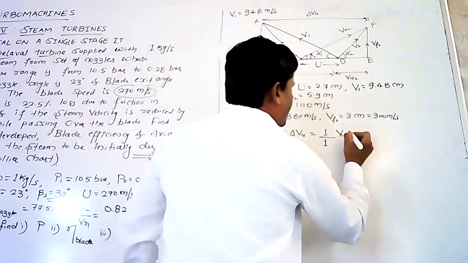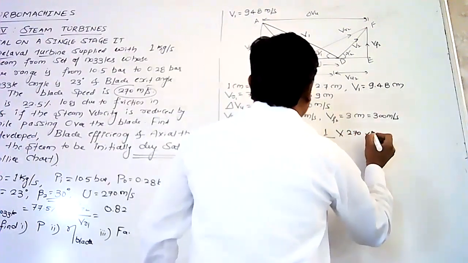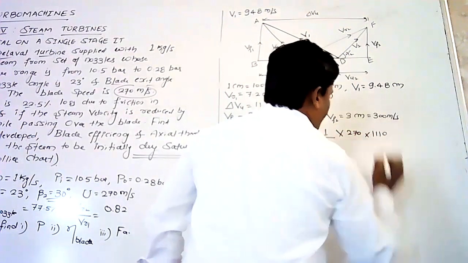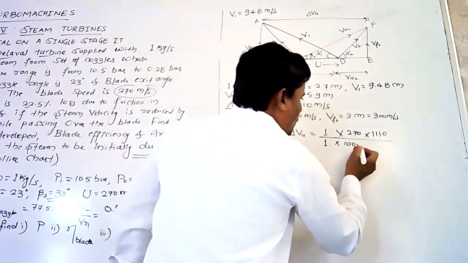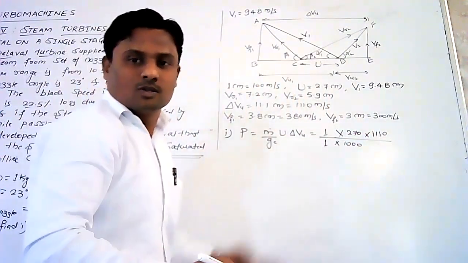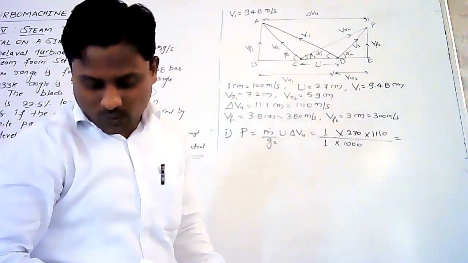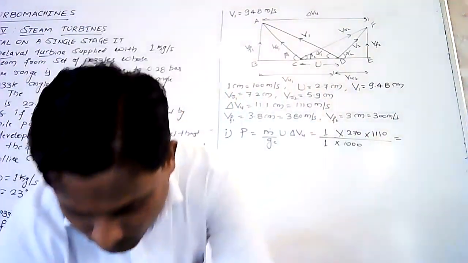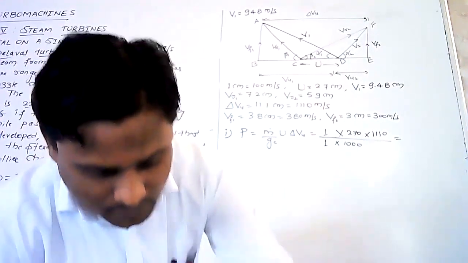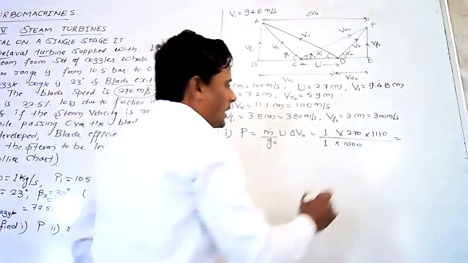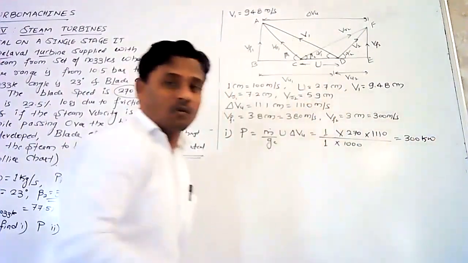And the U value is given as 270 meter per second, into delta Vu, which is 1110 meter per second. You can divide it by 1000 to get the power in kilowatts. Upon simplification, the value of power P is 300 kilowatts. This is the answer for the first bit.